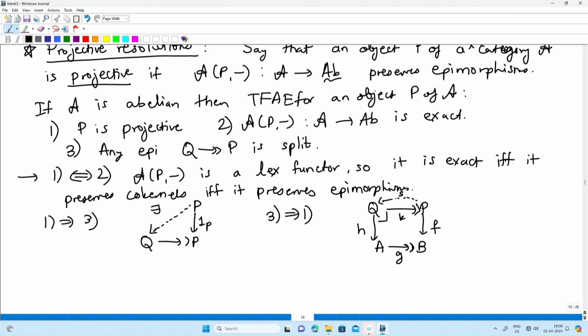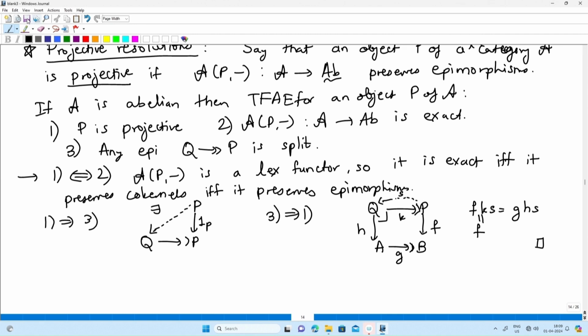Then what will happen? The required map is, yeah, so what happens with FKS? FKS is equal to GHS. But FKS is nothing but F. So we are done. Yeah, we wanted a factorization of F through G. So we got it. So this is the proof that projective objects in an abelian category have got multiple different characterizations.